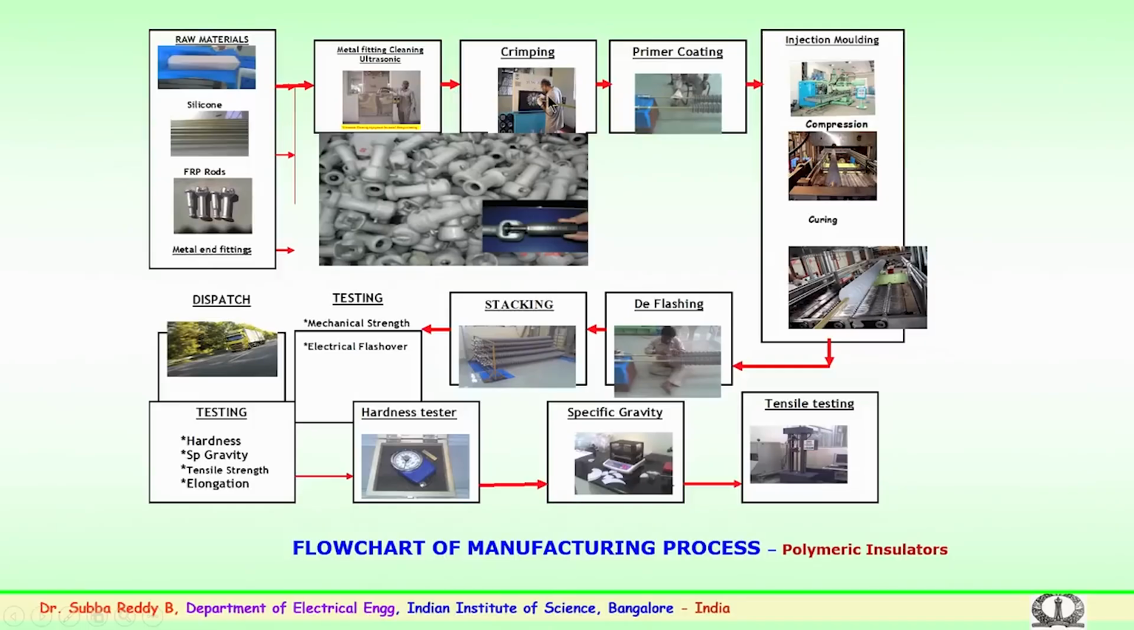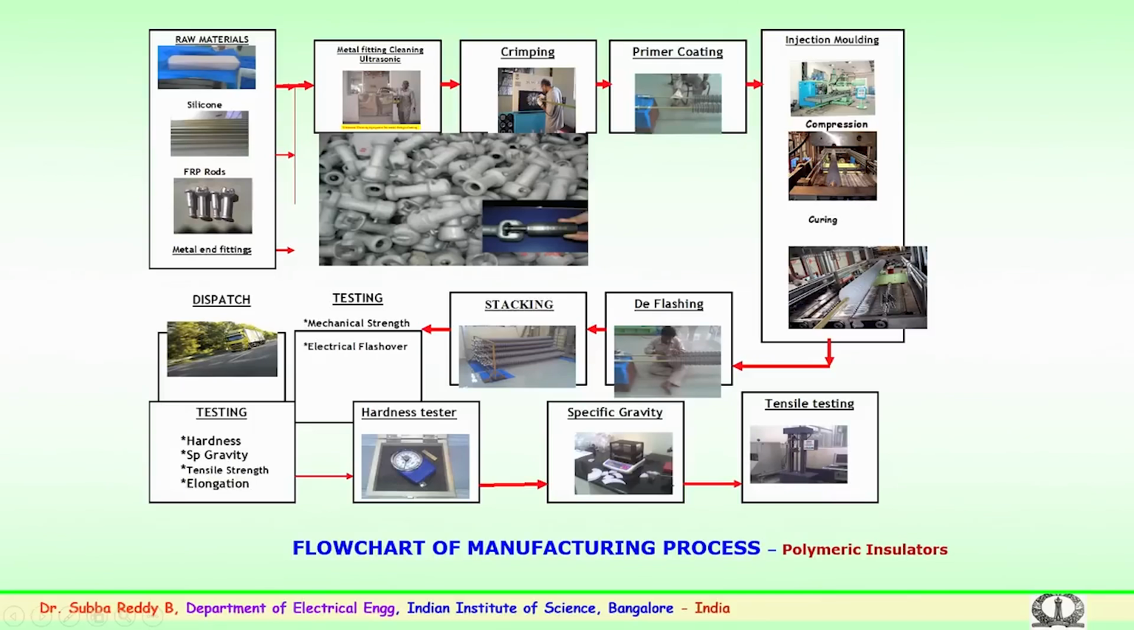Further, the crimping of the metal end fittings and the fiberglass rod is done, and the primer coating, as mentioned, is applied to the insulator surface to ensure proper attachment of the silicon rubber. Then these are sent to the injection mold, where you have various types of insulators, which could be used for distribution, transmission or traction. At a suitable temperature the compound is fed, and depending upon the sheds, the injection molding is done and it is compressed.